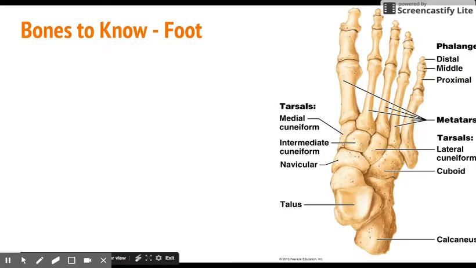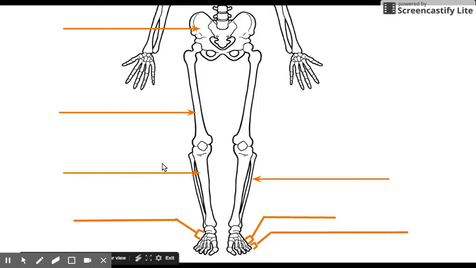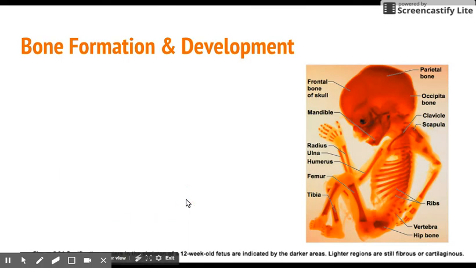In your foot, you're gonna sort of feel a little deja vu here with the wrist bones. The foot is going to have tarsals, metatarsals, and phalanges. So the tarsals are going to form the posterior portion of your foot. The metatarsals are going to form sort of the sole of your foot, and the phalanges are going to form your toes. And then another labeling activity here.